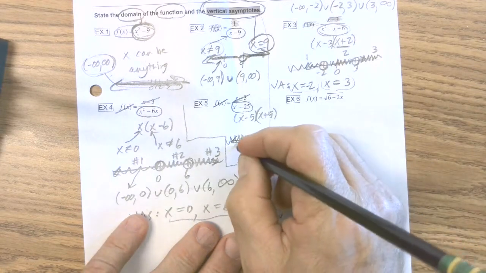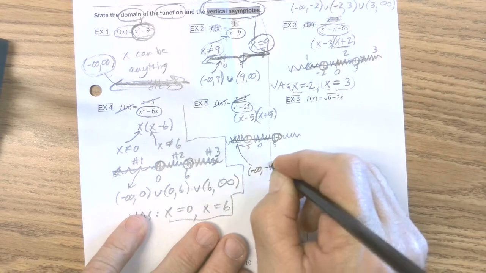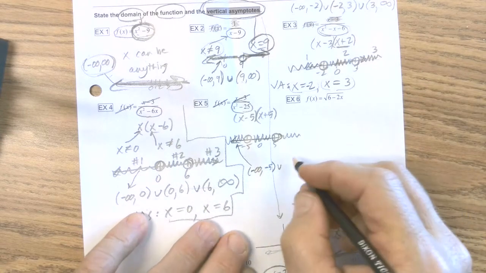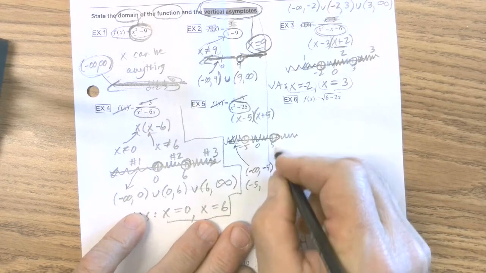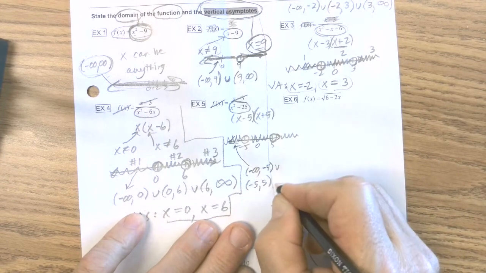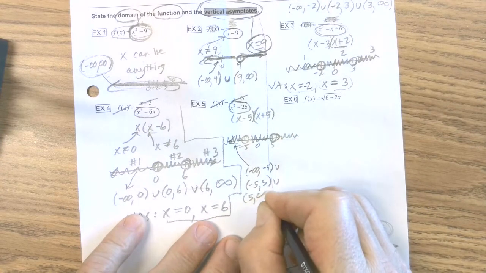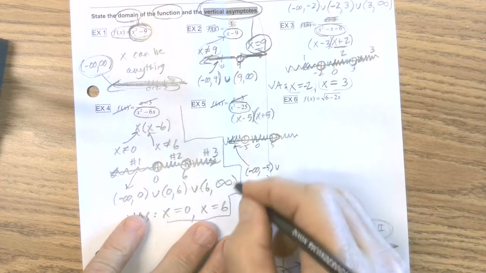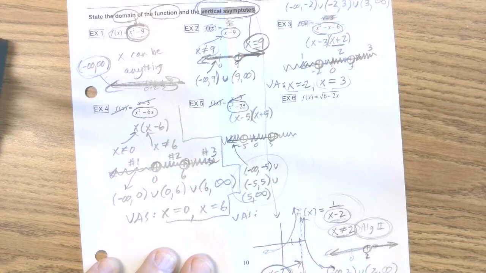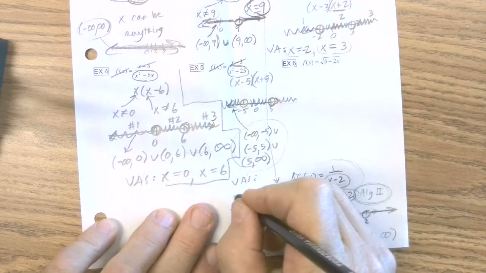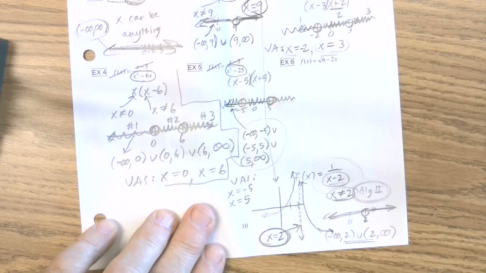So how do I explain that space? Negative infinity all the way up to negative 5, together with negative 5 all the way up to 5, together with this space, 5 all the way up to infinity. There's my domain. Now what are my VAs for this one? My vertical asymptotes for this one would be x equals negative 5 and x equals 5.